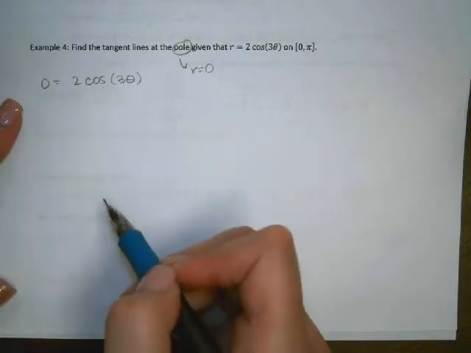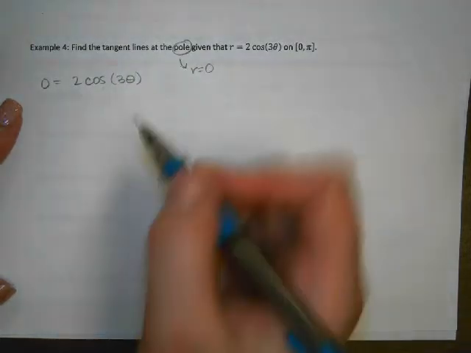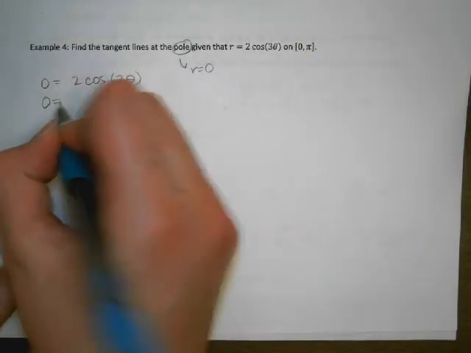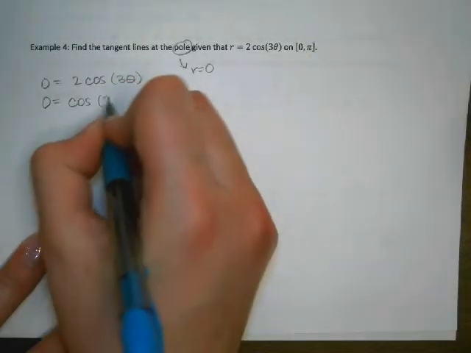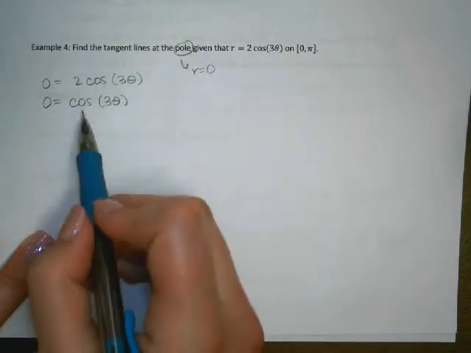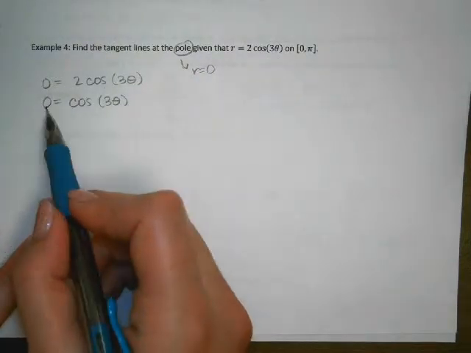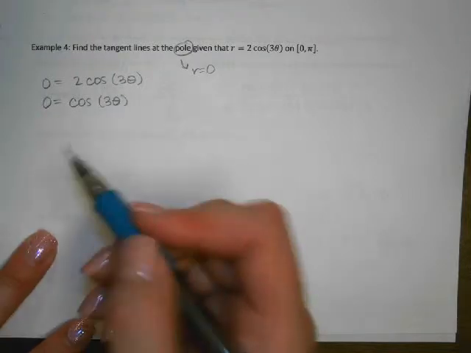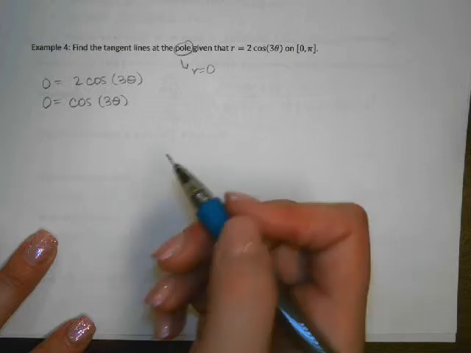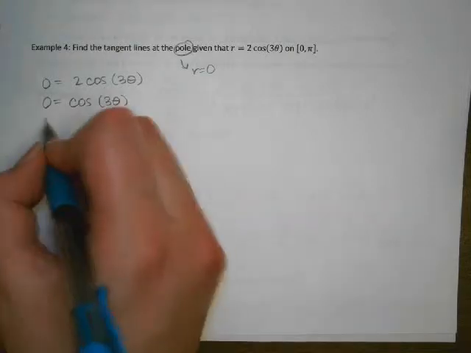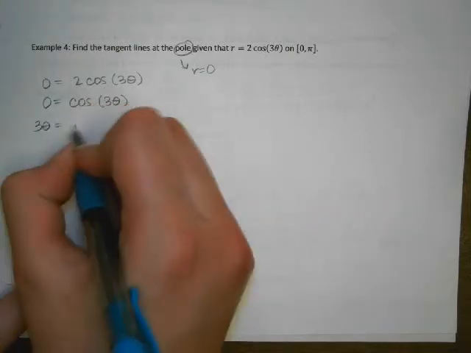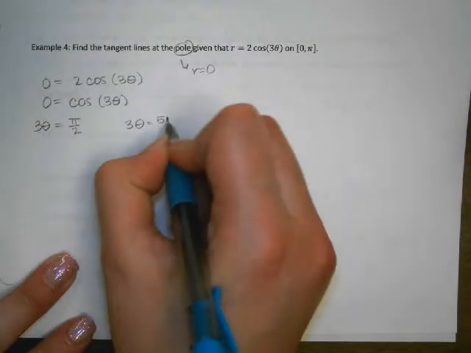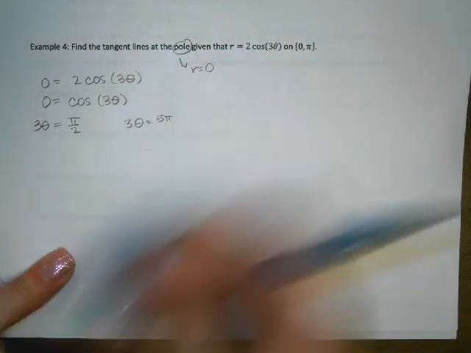And so I'm going to go ahead and go through the process to solve for theta so that I know where those tangent lines are. So I'm going to divide by 2, which gives me 0 equals cos of 3 theta. And so I'm looking at the unit circle to see where cos is 0, where there's an x-coordinate of 0, and that happens in 2 spots, which is pi halves and 3 pi halves. So what I'm going to say is that 3 theta equals pi halves, and 3 theta equals, not 5 pi, 3 pi halves.